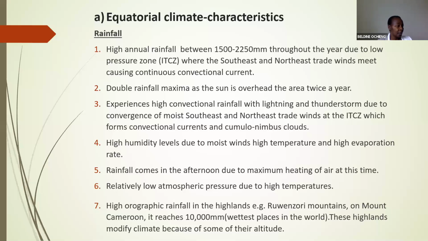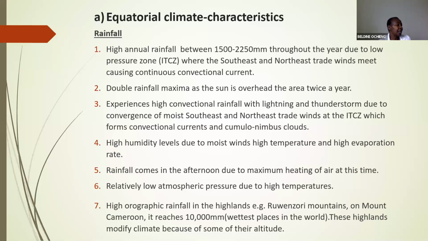Of course, the eastern and northeastern trade winds meet at that region. Number 3 also gives double rainfall maxima as the sun is overhead in the area twice a year. We know of the migration or the shifting of the overhead sun north and south of the equator.